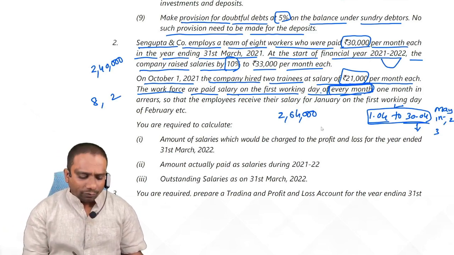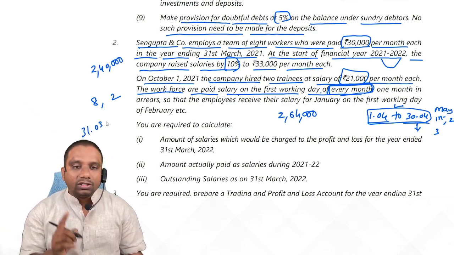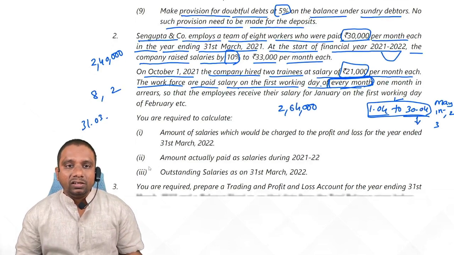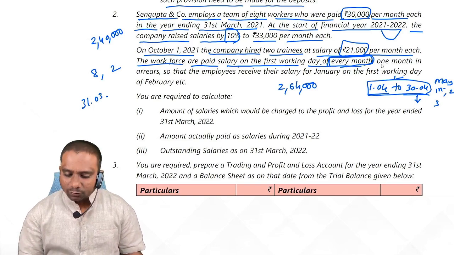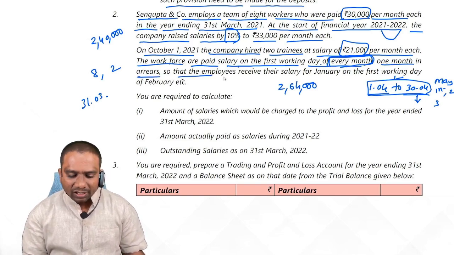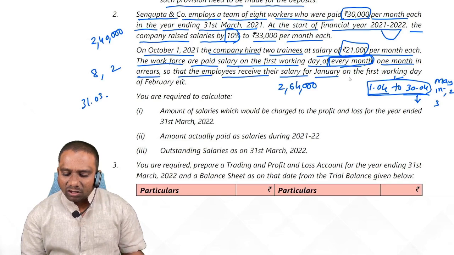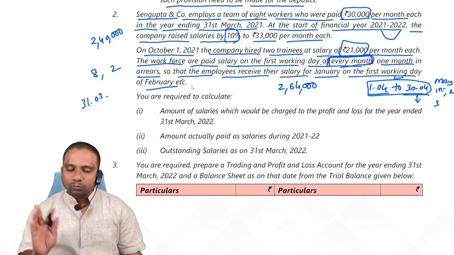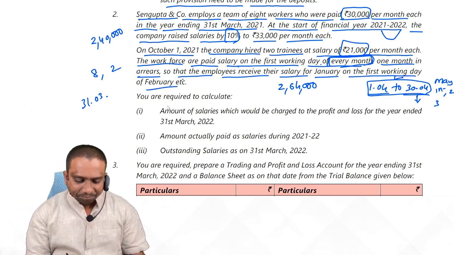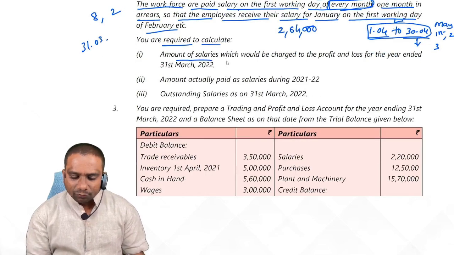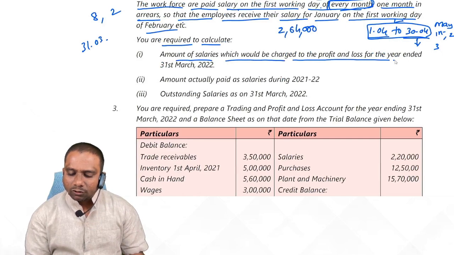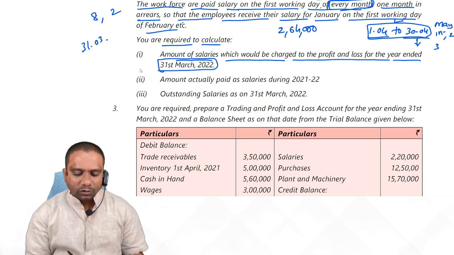At the end of 31st March every year, 1 month's salaries are outstanding. So 1 month in arrears, so that the employees receive their salary for January on the first working day of February. You are required to calculate the amount of salaries which would be charged to the profit and loss account for the year ended 31st March 2022.